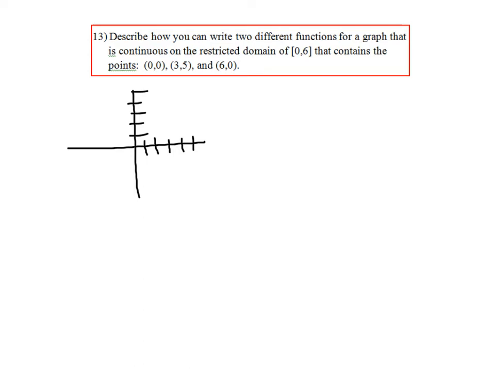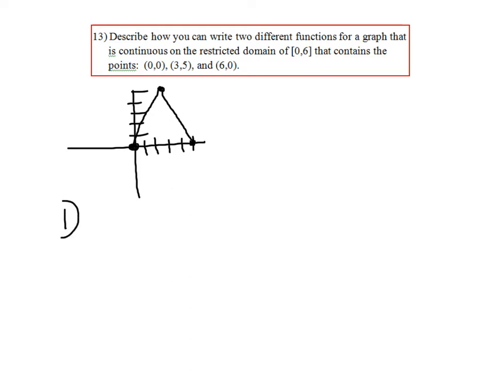Unit 1A Test Review, Question 13. Describe how you can write two different functions for a graph that is continuous on the restricted domain of 0 to 6 that contains the points (0, 0), (3, 5), and (6, 0). If I connect the dots, I see that I have an inverted V, so I'm thinking V, absolute value.